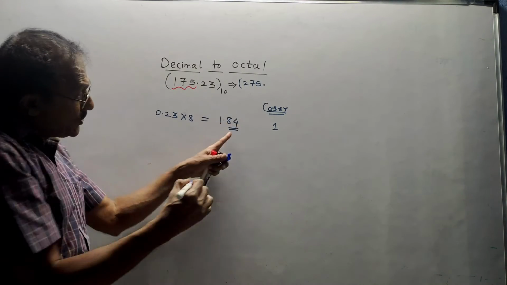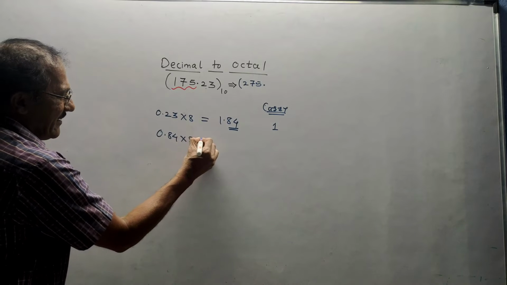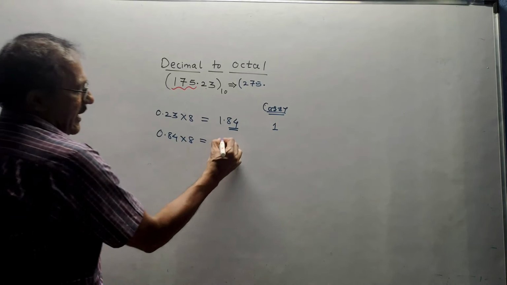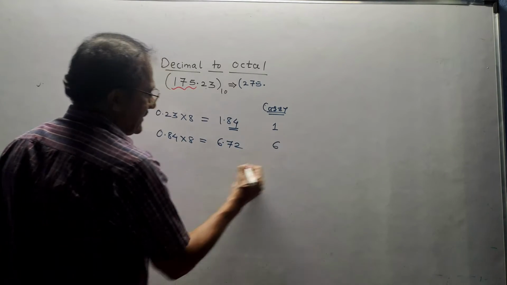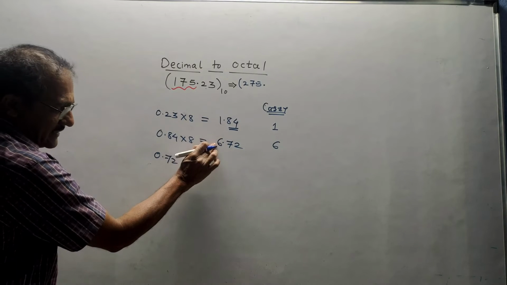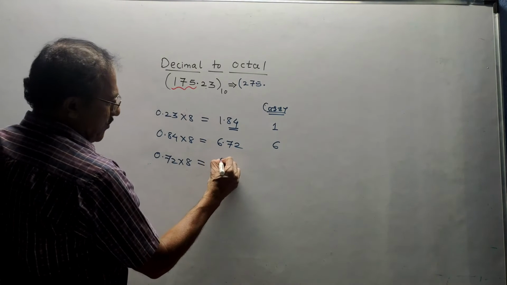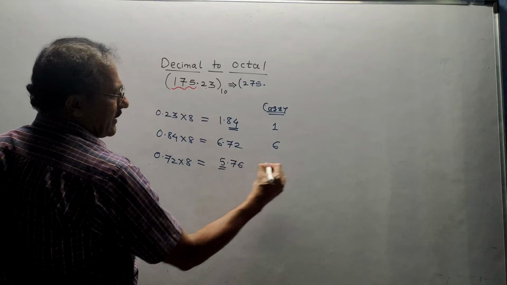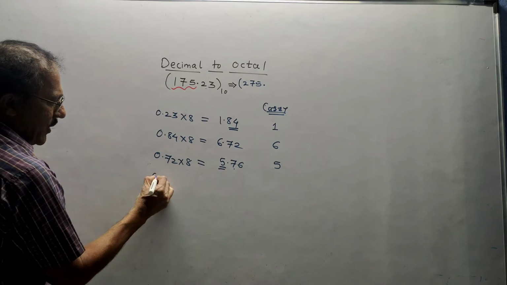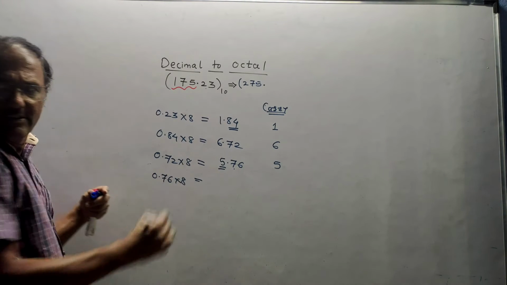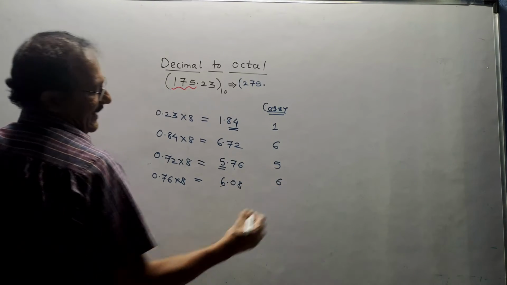Now consider only the portion after the decimal point. That means consider only the fraction part. So write it like this: 0.84 into 8. I can perform this calculation on the calculator. The answer is 6.72. So you are getting number 6 before the decimal point. So carry 6. Then skip this 6 and perform 0.72 into 8 on the calculator. So you will get the answer 5.76. Since you are getting number 5, write this in the column of carry. Now consider this number 0.76 into 8. So this becomes 6.08. Now you are getting number 6. So write it like this.